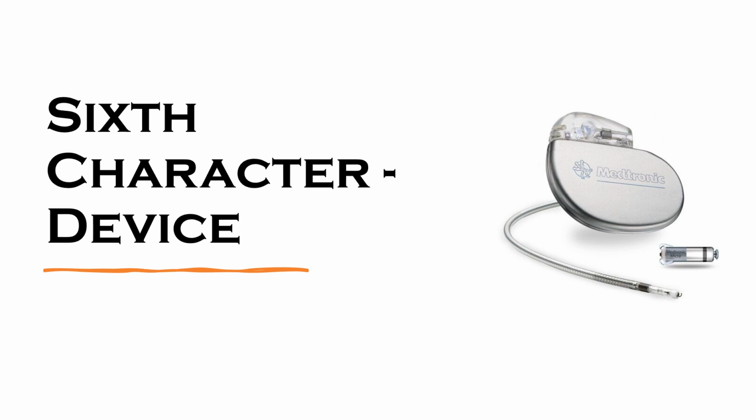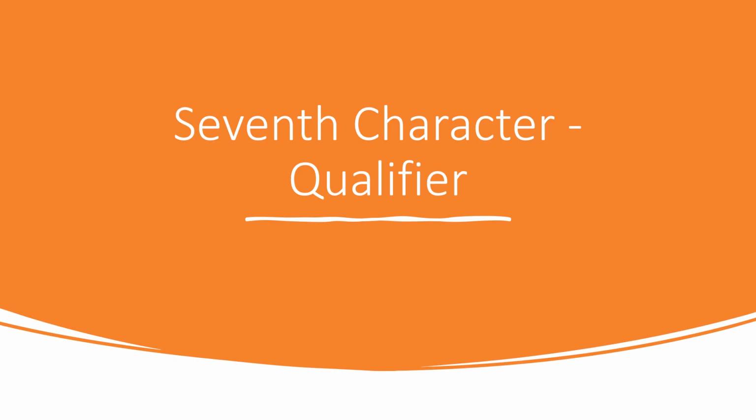The sixth character describes any device that may have been placed during the procedure. This device could be something such as a pacemaker or a drainage device or any other device that could be implanted in the body. The seventh character of a PCS code is the qualifier. Not every procedure needs a qualifier, and in that case it would be represented by a Z.